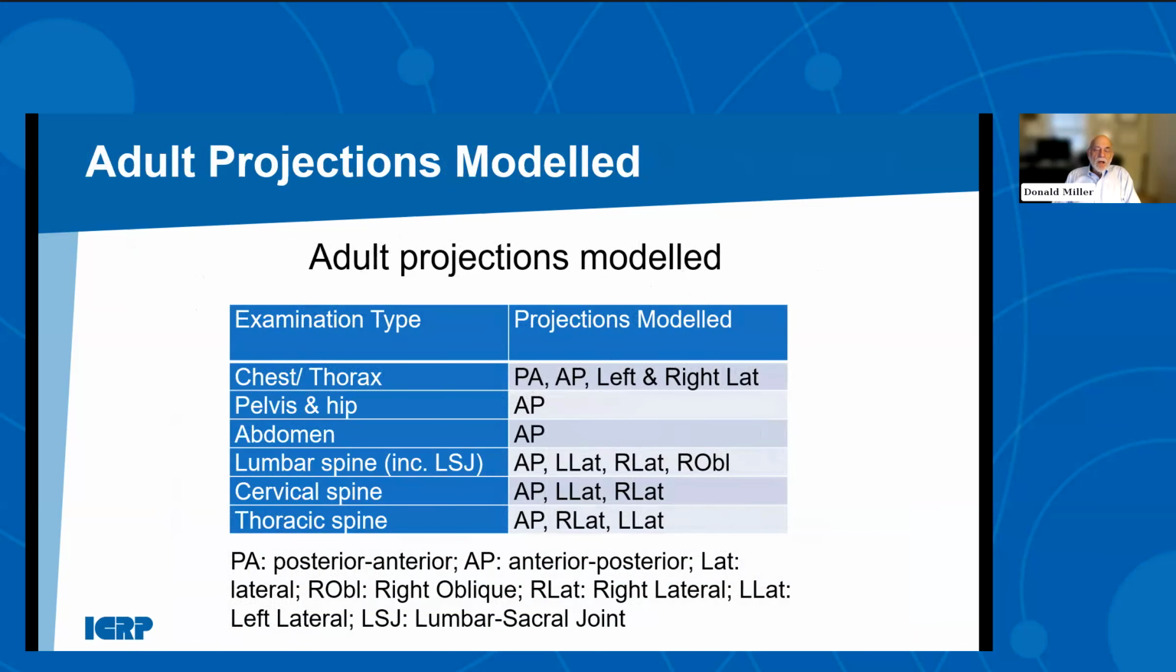And for each one, we modeled specific projections. That is the way that the X-ray traverses the patient to impact the image receptor. And if you're not familiar with this, PA is posterior anterior, which means that the X-ray beam goes from the posterior aspect of the patient to the anterior aspect of the patient. Anteroposterior, AP, is the opposite, and so on. So we specified specific projections for each of these examinations.